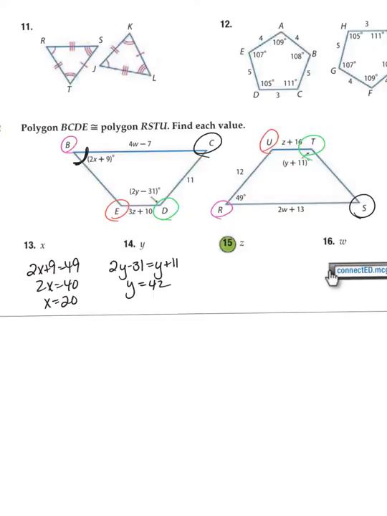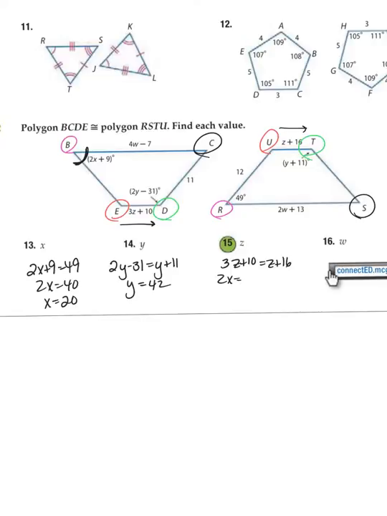Okay, number 15, I'm looking for Z. Now I'm shifted over to segments. So from E to D is 3Z plus 10. So that's from red to green. So from red to green up here is Z plus 16.